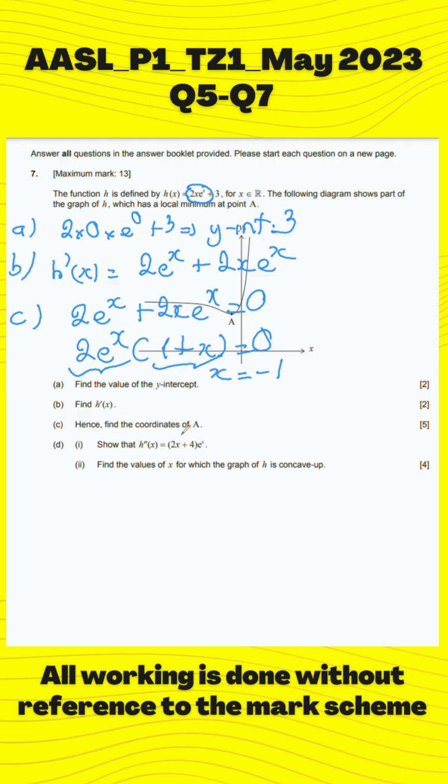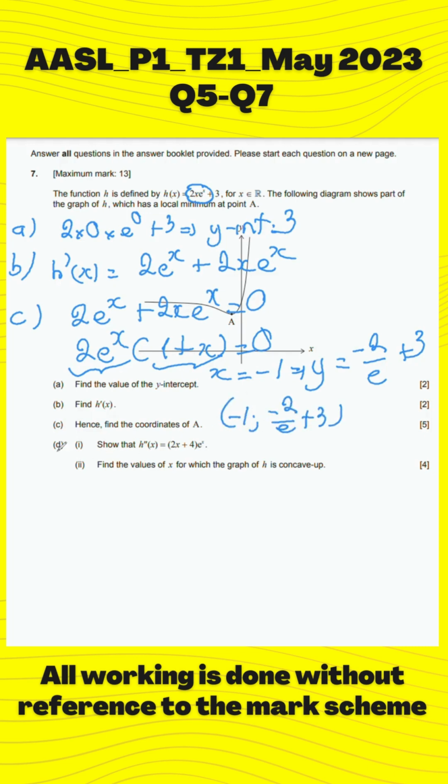They ask for coordinates, so we must find y. So we substitute negative 1 into the function. We will have the y coordinate of A will be negative 2 over e plus 3. So the coordinate of A will be negative 1 and negative 2 over e plus 3.